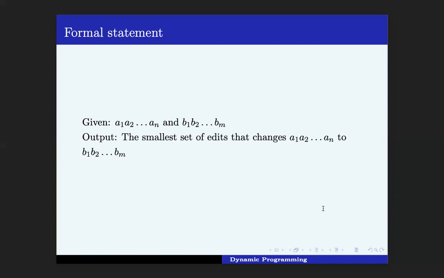Any idea? Anything? It doesn't have to be dynamic programming, recursion, nothing. Can you come up with any idea? Can you give me any upper bound? Sir, can we determine the longest common subsequence between the two strings, because those characters will remain constant? Okay, so we know how to do that.